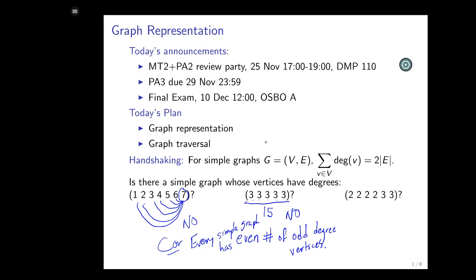What about the last one? It doesn't have an odd number of odd degree vertices. That's good. Could you draw it? A pentagon and a triangle. This is one of the vertices of the pentagon and one of the triangle's vertices.